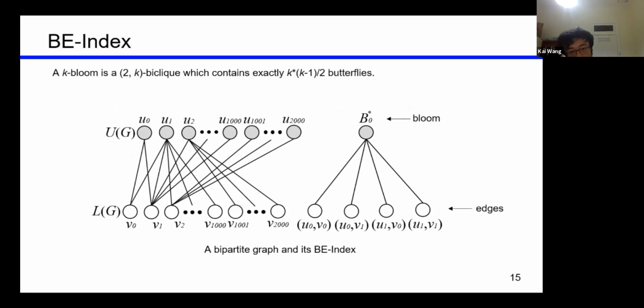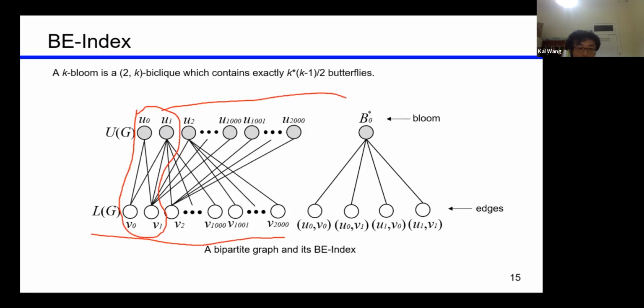Firstly, I will introduce the Bloom Edge Index, which is shortened as BE index. A k-Bloom is a 2 by k biclique which contains exactly k times (k minus 1) divided by 2 butterflies. For example, in this graph, there exists only one Bloom, B0, which is the same as the butterfly U0, U1, V0, V1. So we extract this Bloom here and link the Bloom with 4 edges.